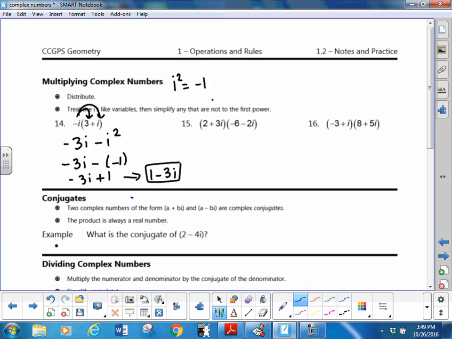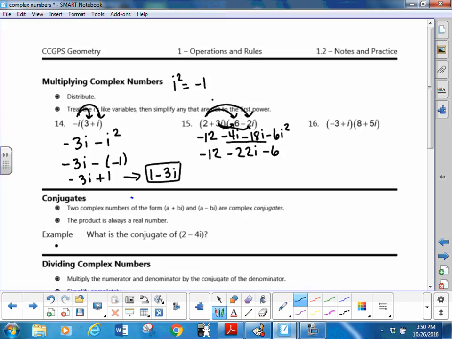Okay. For number 15, I've got to distribute. So 2 times negative 6 is negative 12. 2 times negative 2I is negative 4I. Now I've got to distribute the plus 3I. And that will give me minus 18I minus 6I squared. I can neaten this up a little bit. Negative 12 minus 22I.